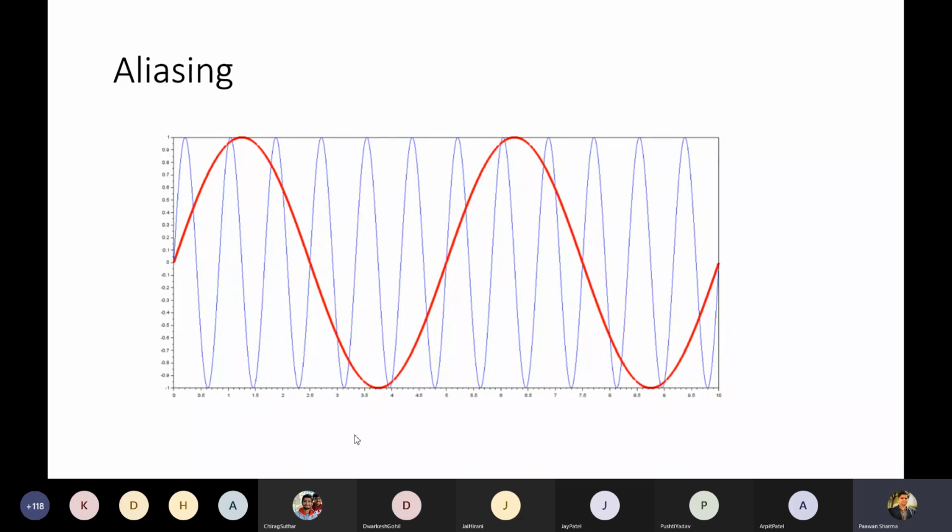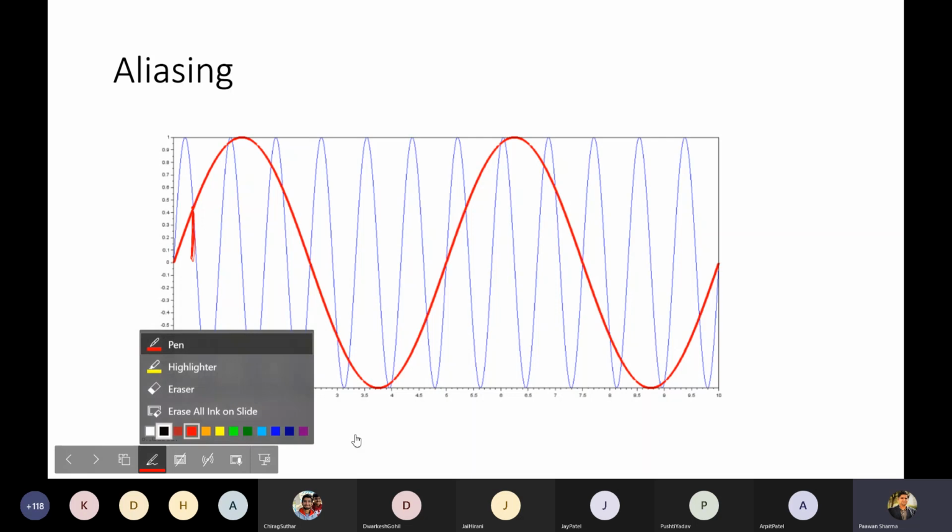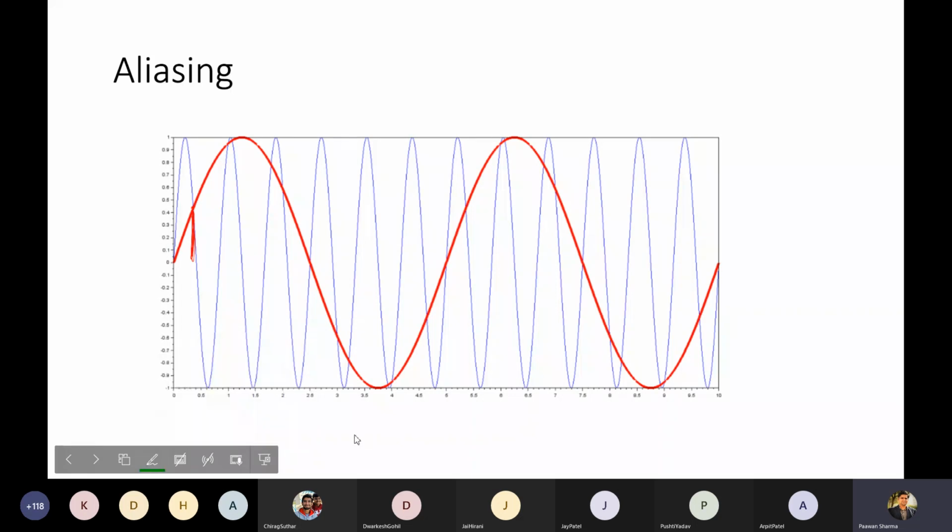Just look at it with the help of a simple example. So you have two signals, one in blue, high frequency, one in red, which is comparatively lower frequency than this blue signal, right? If you do not follow the Nyquist rate, what will happen? Suppose your samples are taken at this instant of time. Okay, so at this instant of time you will capture one level. Okay, let me change this color to green.